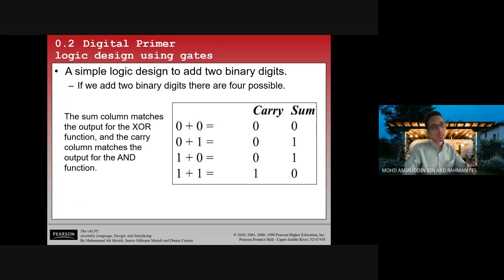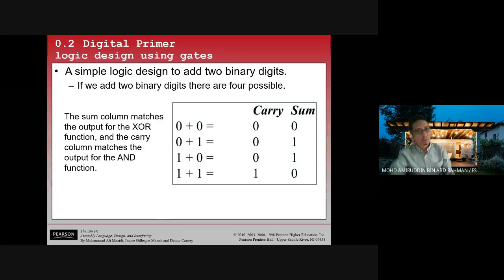All right, so we have a simple logic design to add two binary digits. If we add two binary digits, there are 4 possibilities. As we learned, we have carry and sum before. So whenever we add those, we get the results based on the carry and sum. When we add 1 and 1, we should get 2, which means that the carry must be 1 and the sum must be 0.